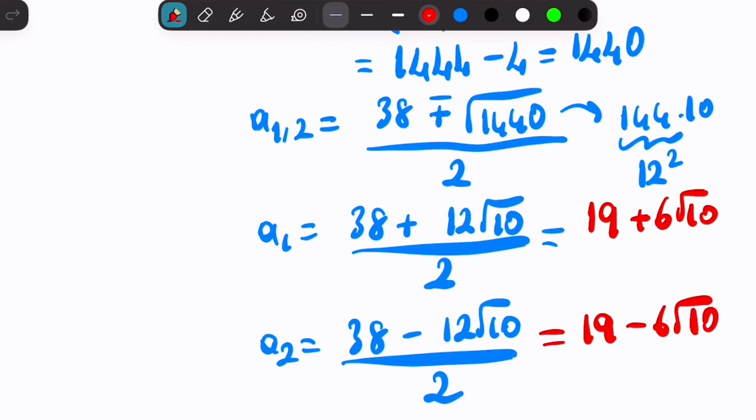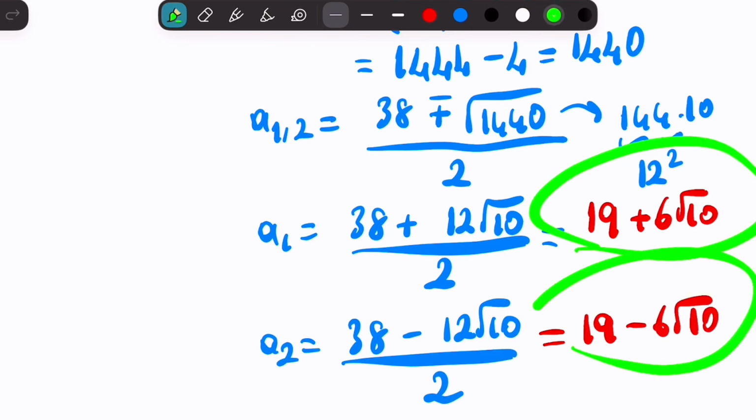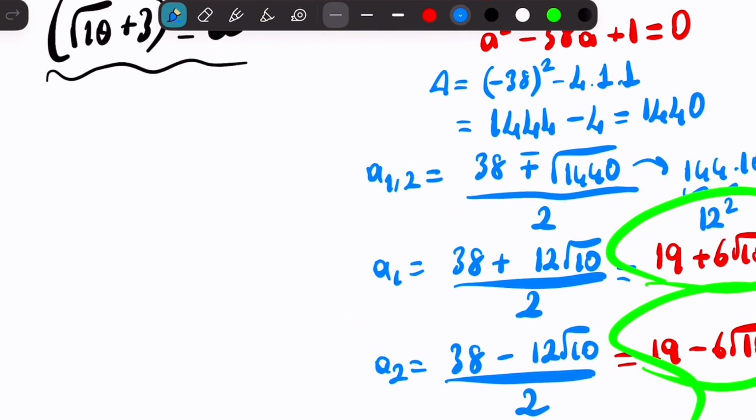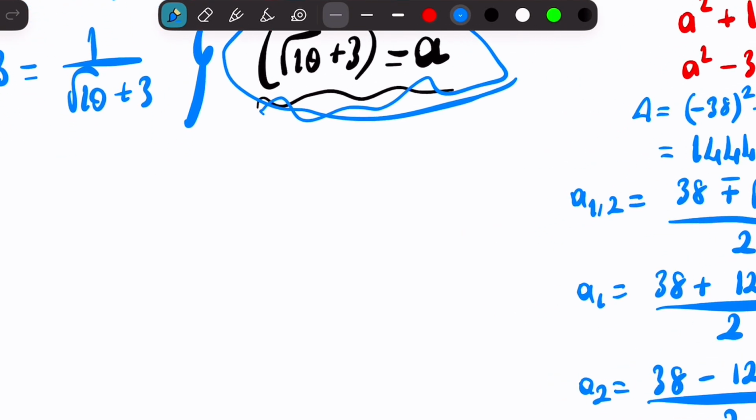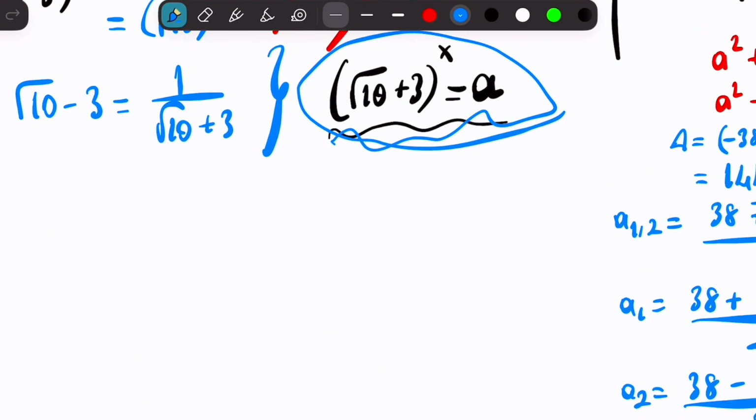What did I come to now? What expression did I say? Focus on it, look. The expression we call a is here. If you look carefully, the expression we call a is here. Then these are mine respectively. I need to equalize this expression. Let's start with a1. The square root of 10 plus 3 to the x is equal to 19 plus 6 times the root of 10.